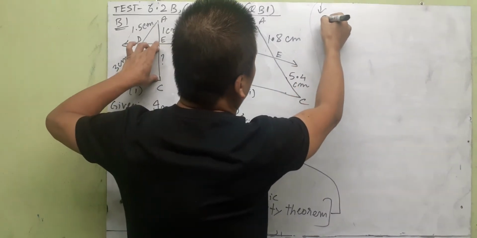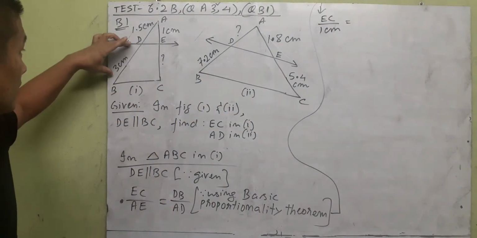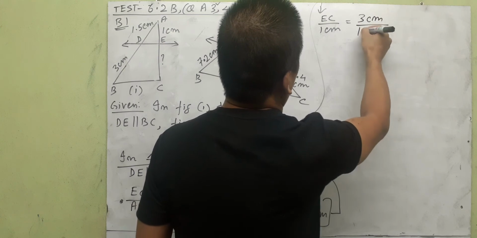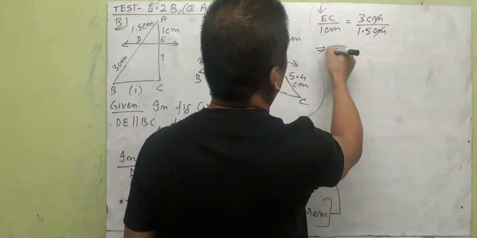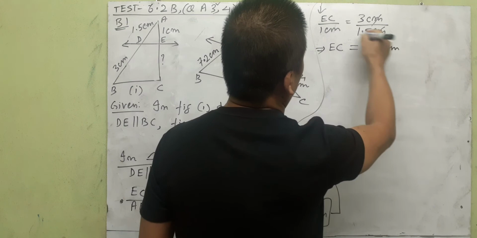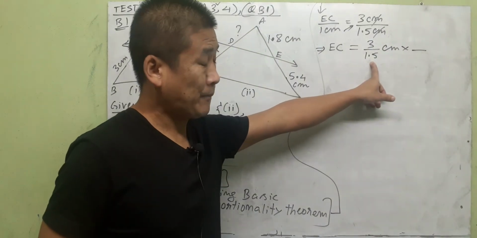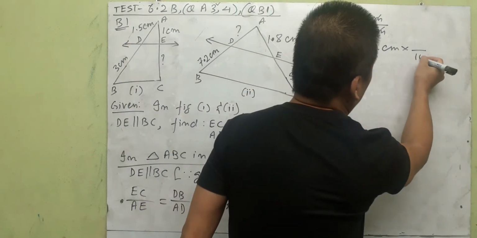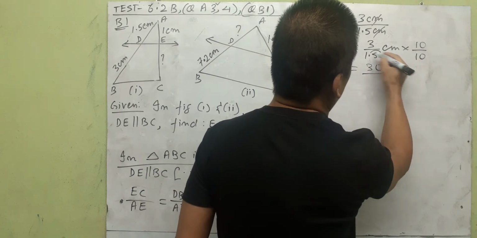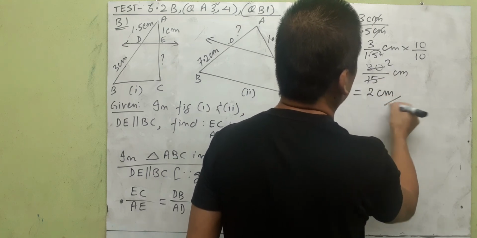So as we continue, EC is unknown. That's what we're searching, but AE is 1 centimeter, equal to DB, as you can see, 3 by 1.5. So 3 centimeter by 1.5 centimeter. We can cancel this. Write here EC. 1 into 3 is 3, and centimeter will go up, then divided by 1.5. Now, having a decimal in the denominator is difficult to deal with, so we multiply by 10, then the decimal will move. For that, we have to do it on top also. So 3 tens are 30, divided by 15. 15 twos are 30. So the answer for the first one is EC is 2 centimeter.